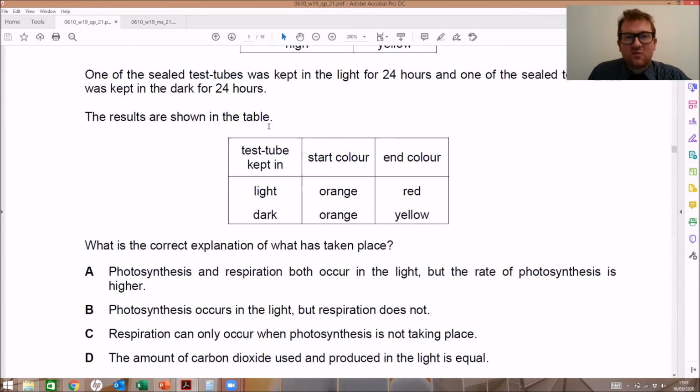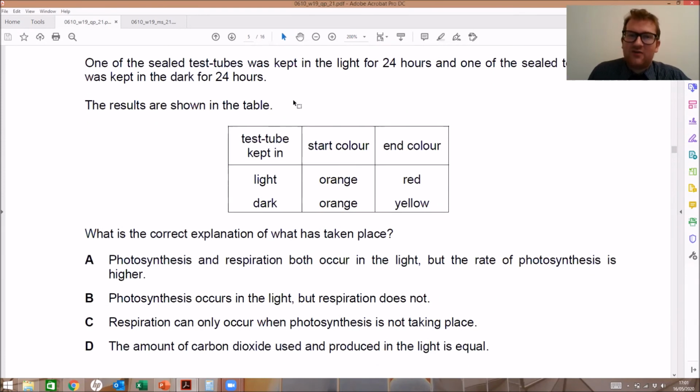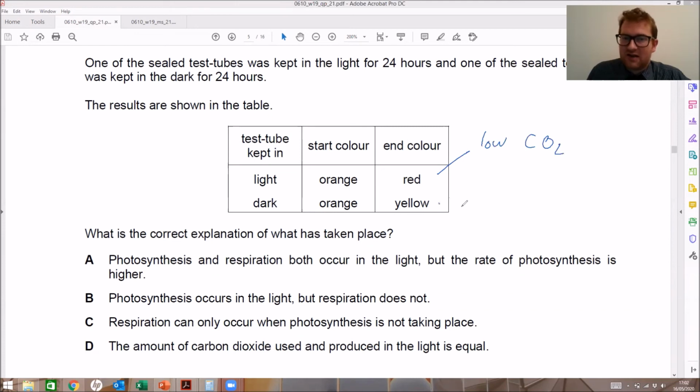One of the sealed tubes was kept in the light for 24 hours and the other was kept in the dark for 24 hours. The results are as shown. Okay, so in this case, if you refer back to the information above, red represents a low CO2 concentration and yellow represents a higher CO2 concentration. Now let's just go through the answer here.